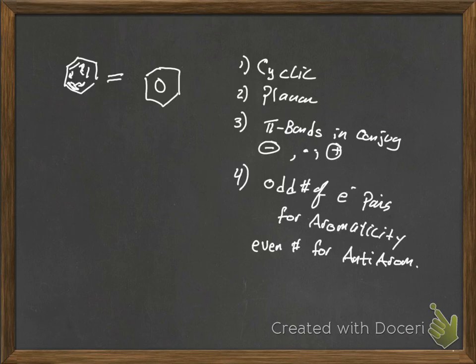And then we looked at how benzene passed the test. It's got to be cyclic. If it's not cyclic, it's not going to be aromatic. You have to assume planarity, and all the pi bonds, anions, lone pairs of electrons, and cations have to be in conjugation with each other.